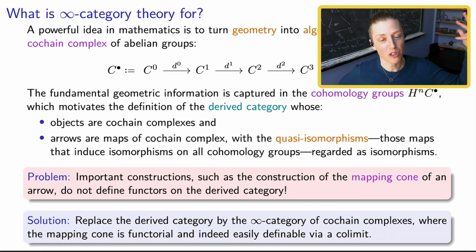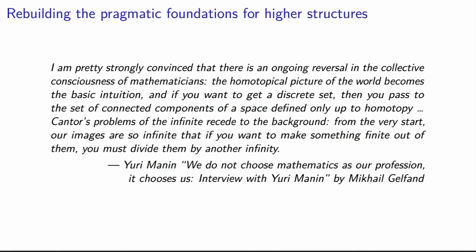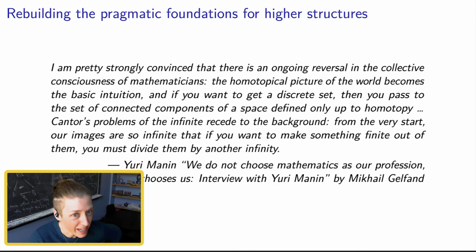And then you could quotient away all this higher dimensional data in a particular way, and that gives you the derived category. I see. So this was all meant to be a motivation about what infinity categories are for. I have a couple other perspectives.